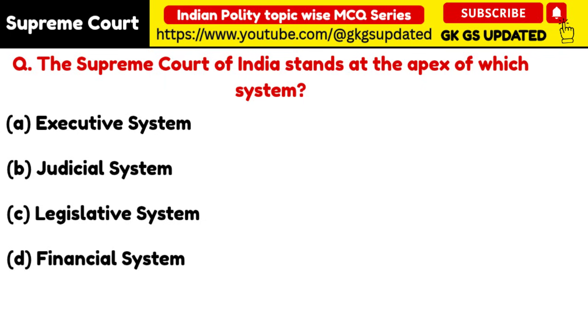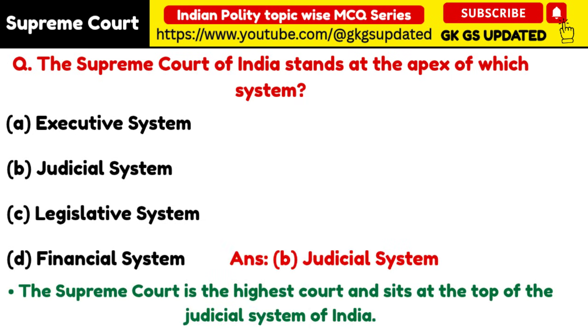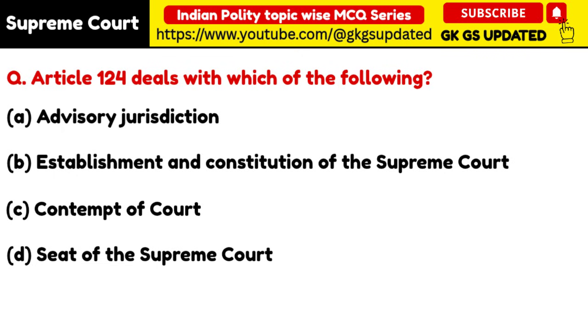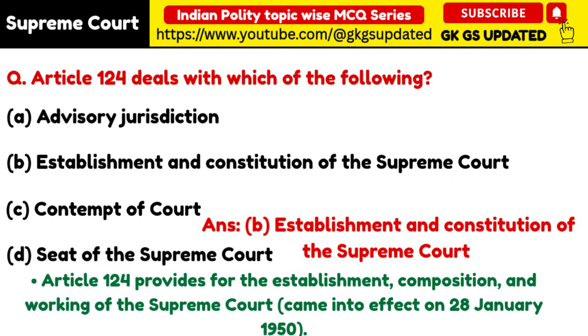Next question. The Supreme Court of India stands at the apex of which system? Correct answer, judicial system. The Supreme Court is the highest court and sits at the top of the judicial system. Next question. Article 124 deals with which of the following? Correct answer, establishment and constitution of the Supreme Court. Article 124 provides for the establishment, composition, working of the Supreme Court.